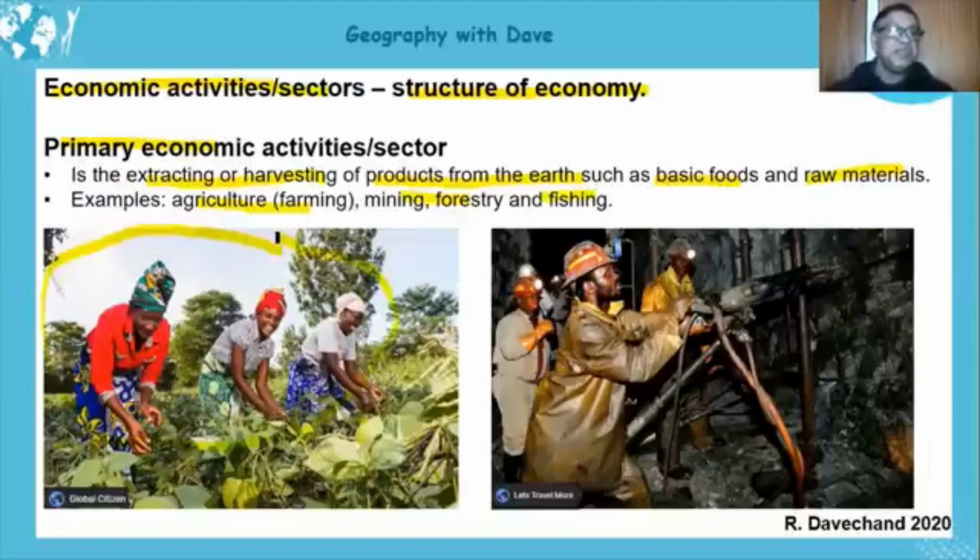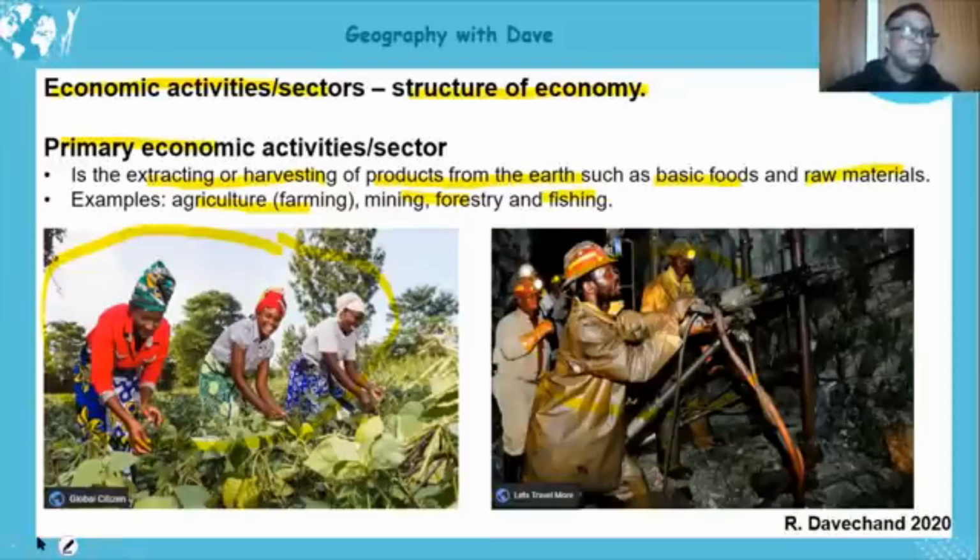They're very happy because they're eating healthy with those vegetables. Therefore, they're smiling. That is the farming, which is primary. It's planting crops, getting basic foods from there. This man, the strong man here, is mining. He's taking out raw materials, so that's primary. So I need to go through these sectors in order to appreciate how it involves development.